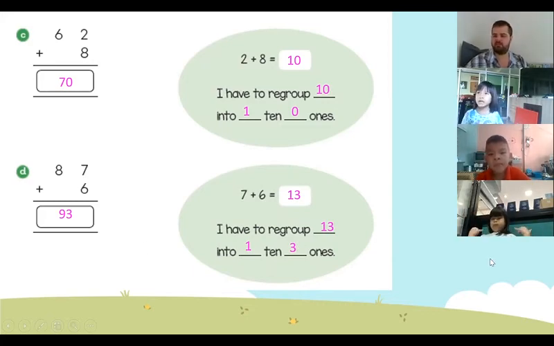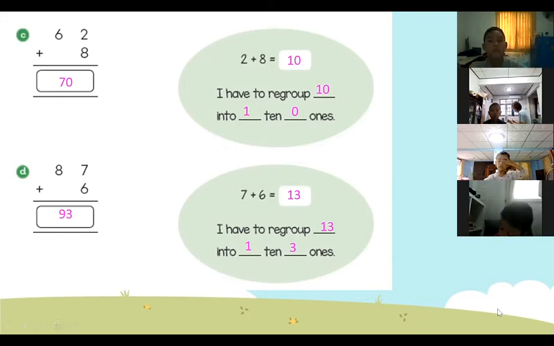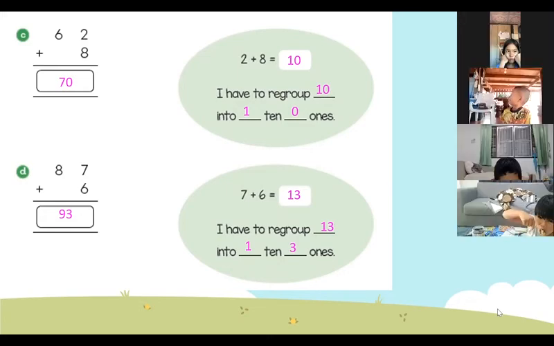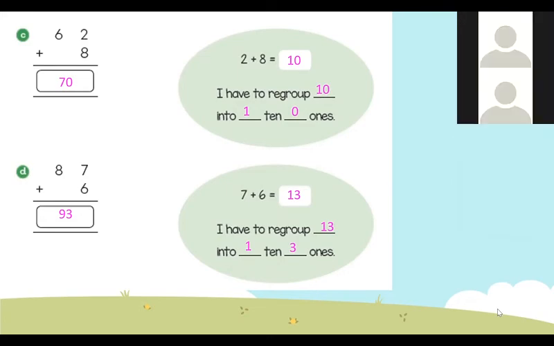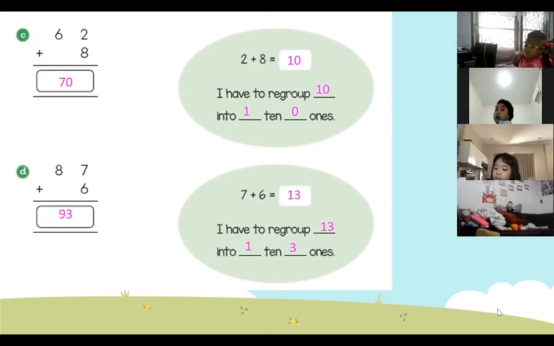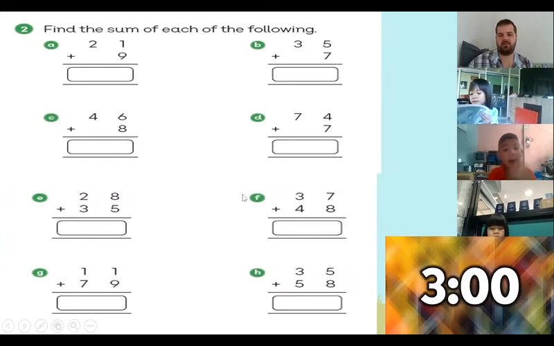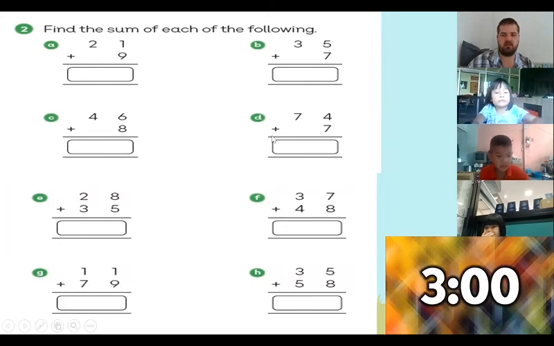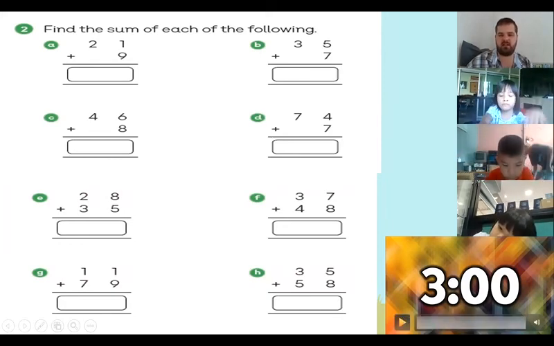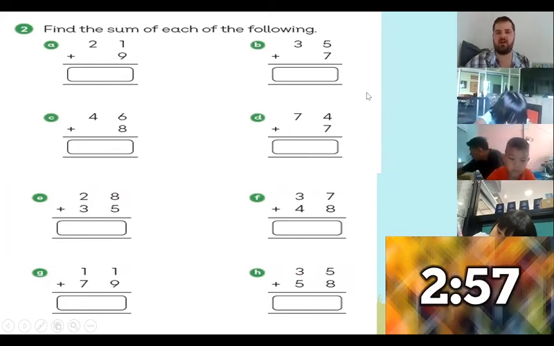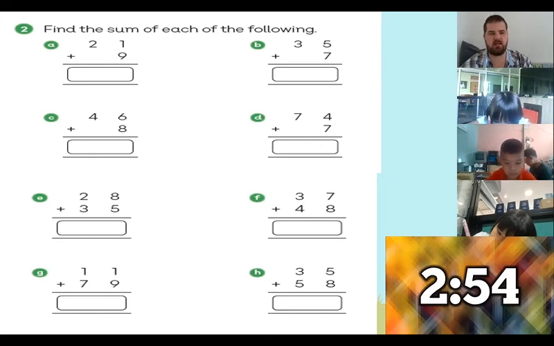Are we finished? Let's have a look. Make sure everyone's finished writing. It does seem like everybody is finished. Let's move on. What is next? Next is page 92. I want you to finish page 92 all by yourself. Can you do it? Yeah. Okay, so 3 minutes, students. 3 minutes to finish. And then we will go over the answers all together.